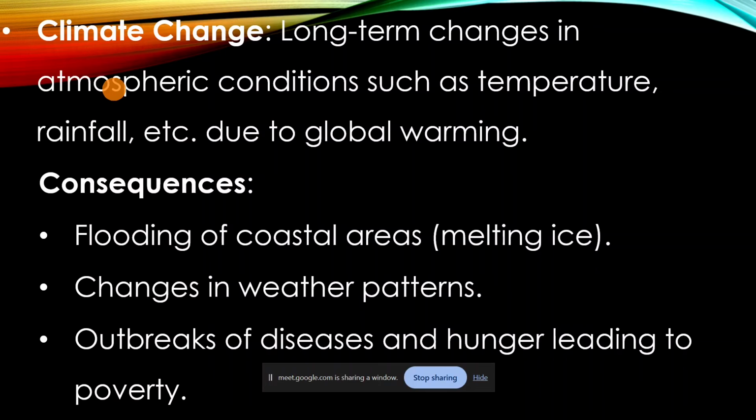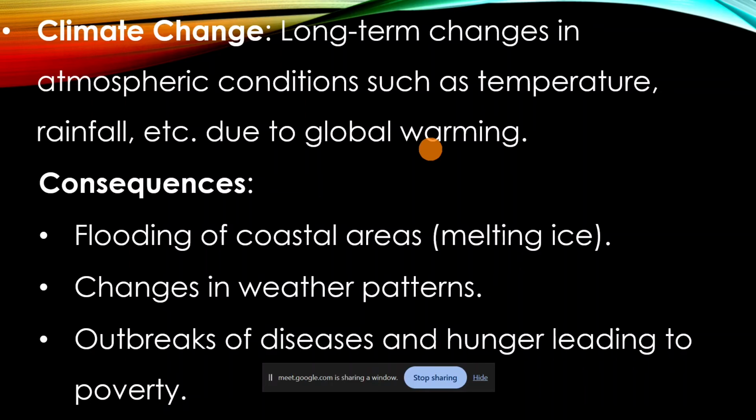Climate change, as we know it, is a long-term change. These are long-term changes in atmospheric conditions such as temperature, rainfall, etc. due to global warming. So global warming can now cause another problem known as climate change. So over a period of maybe 10 years, there can be noticed changes in maybe rainfall pattern.